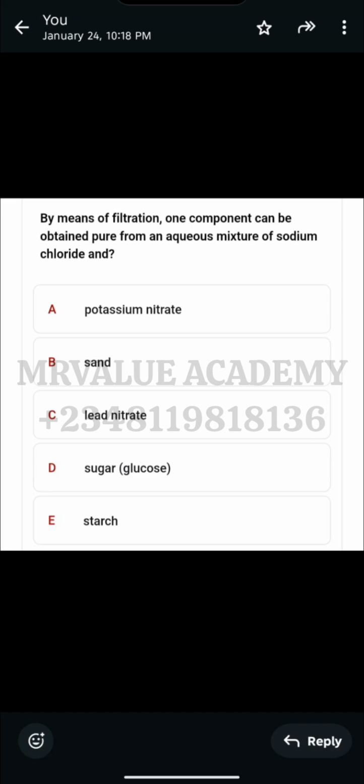For number 2: by means of filtration, one component can be obtained pure from an aqueous mixture of sodium chloride. The probable answer is sand, B, because the rest of the options are also soluble in water. Filtration means that there is something there that is insoluble, and the only insoluble substance here is actually sand. So B is the answer.